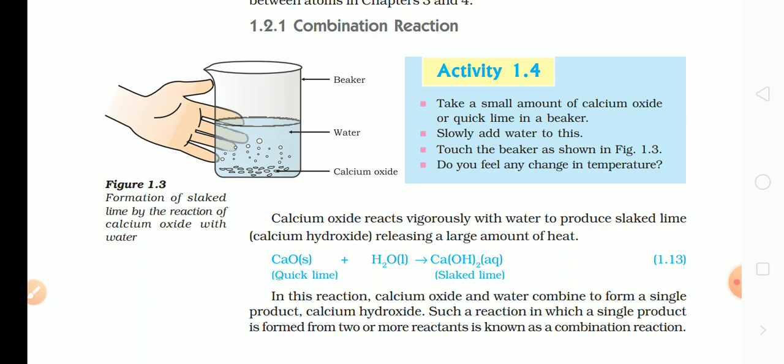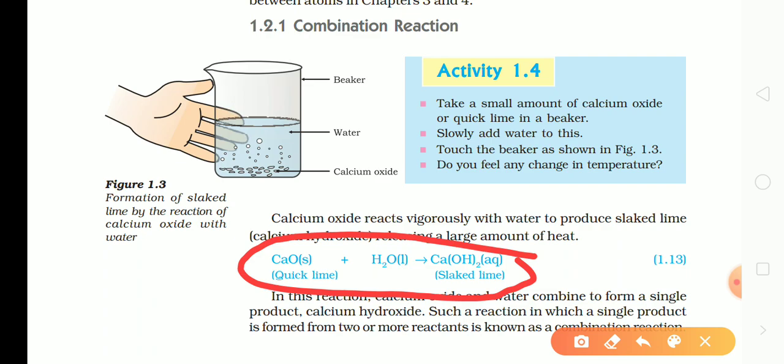So what we are doing, we are taking some calcium oxide, quicklime, in a beaker and we are adding some water into it. Now they are telling us to slowly touch the bottom of the beaker. Do you feel any change in temperature? Absolutely, we can see there is an increase in temperature. Since there is an evolution of heat, there must be a chemical reaction that has happened. And what is that chemical reaction? It is given there: when quicklime reacts with water, it will convert to slaked lime.